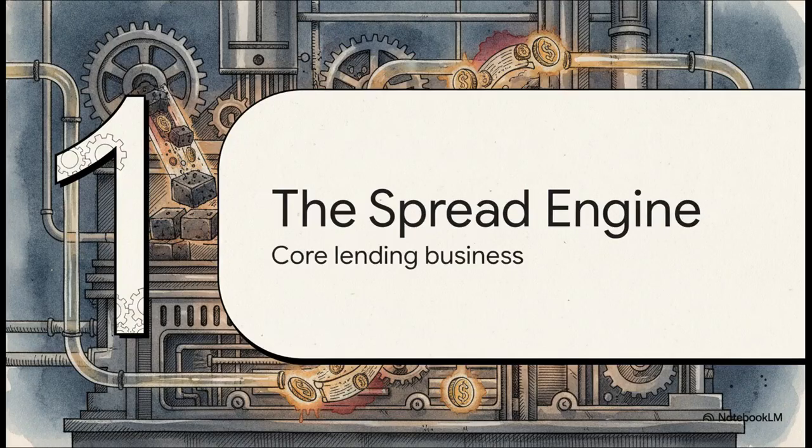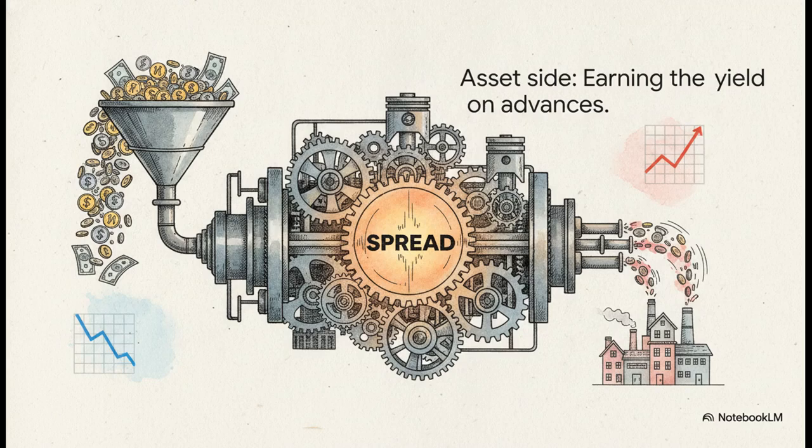Let's go. Number 1. The bank's spread engine, the core business of lending. Think of a bank kind of like a giant manufacturing machine, right? The raw material it uses? Money. So, on the liability side, the bank takes in deposits from you and me, and, well, it has to pay for them. That's the cost of funds. Then, on the asset side, it pumps that same money out as loans earning interest. That is the yield on advances. The difference between what it pays out and what it takes in? That's the spread. It is literally the heartbeat of banking.